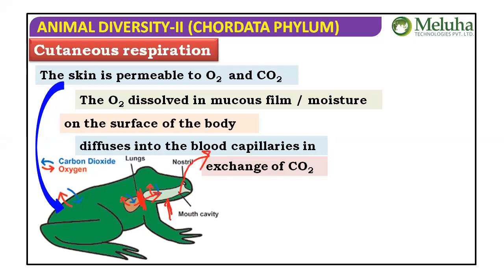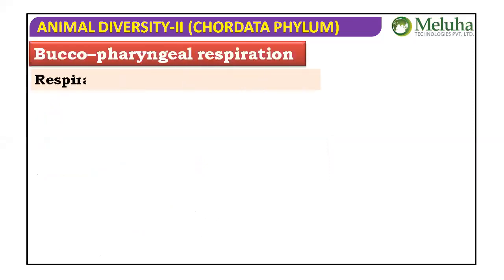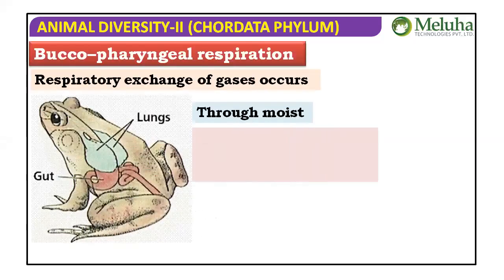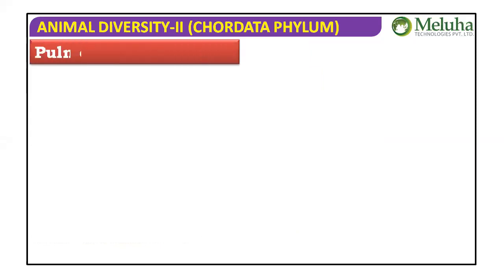So that means there is a station, that is buccopharyngeal cavity. That's why some respiration occurs here also. But both are not dependable, what we say. Okay, both are not much dependable. So that's it about the buccopharyngeal respiration. There a little bit of respiration occurs, gases exchange occurs in the buccopharyngeal cavity in addition to the skin, and that goes for respiration with lungs on land.